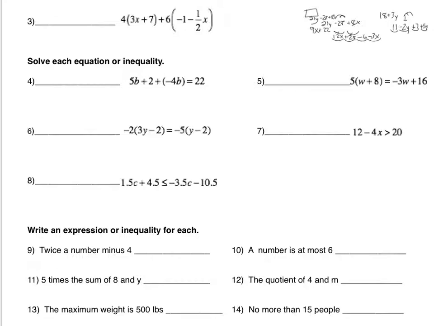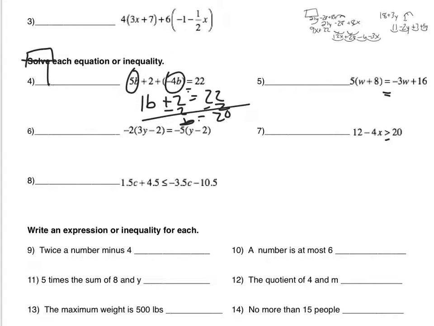For questions 4 through 8, we're going to solve the equation because these ones actually have equal signs or inequality signs. So when we're solving equations or inequalities, we have to do the same thing to both sides of the equal sign or inequality sign. Before you can do that, it's best to combine like terms. So for number 4, 5b minus 4b is 1b, plus 2 equals 22, minus 2 from both sides, and you get b equals 20.